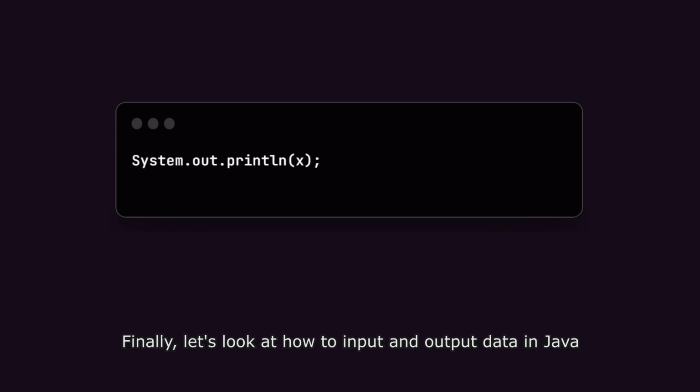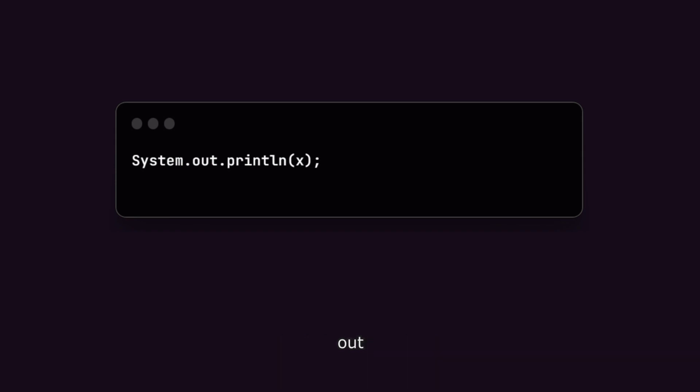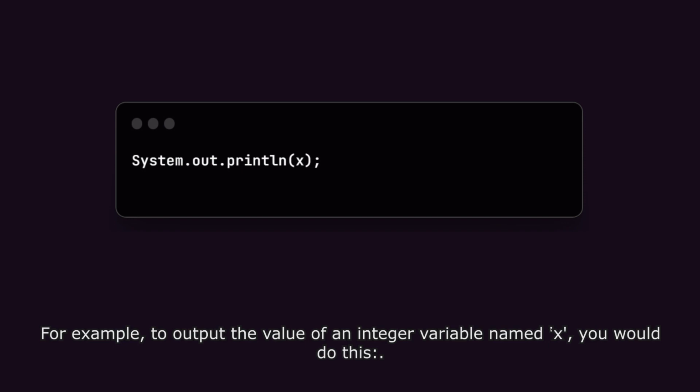Finally, let's look at how to input and output data in Java. You can use the System.out.println method to output data to the console. For example, to output the value of an integer variable named x, you would do this.